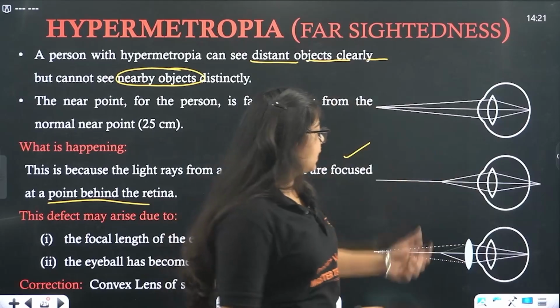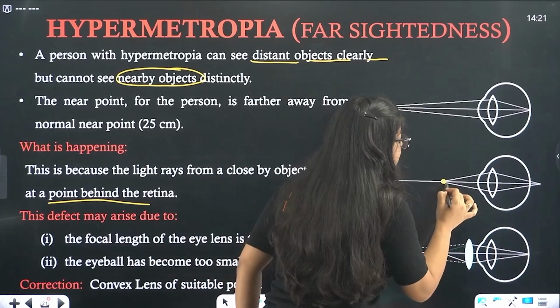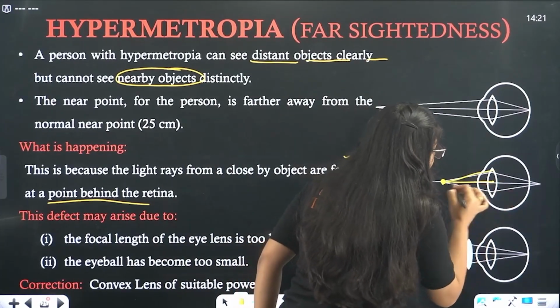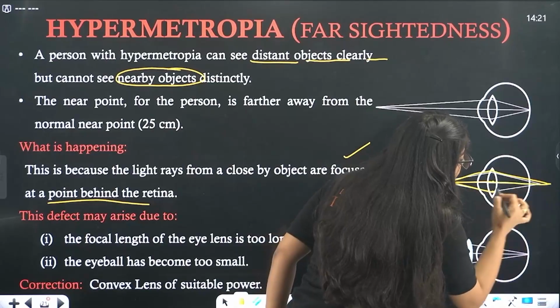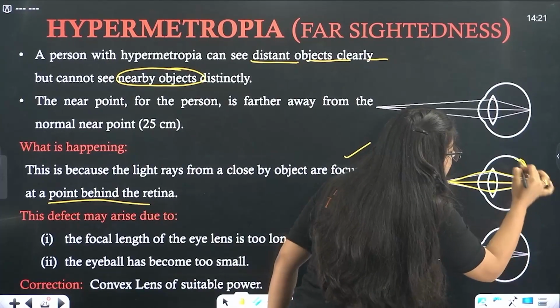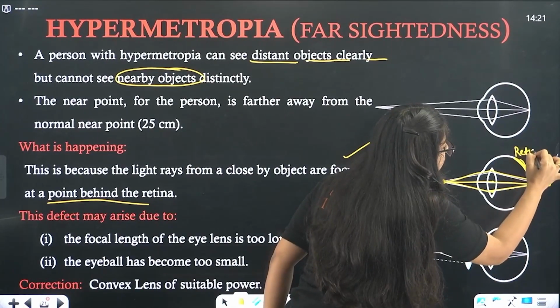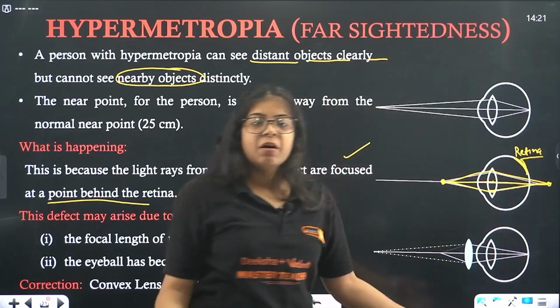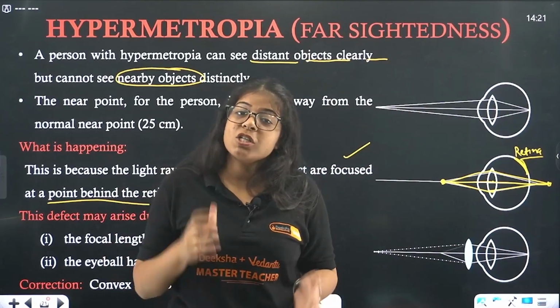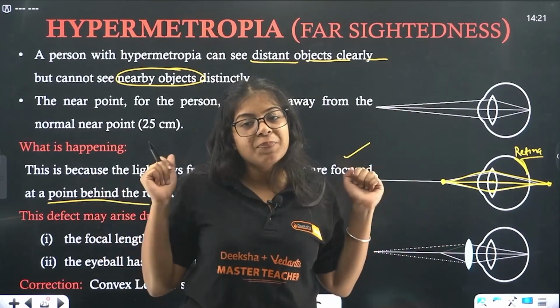Done? Something like this. This object, this is the near object now. So from this, rays are going and they are getting converged behind the retina. Screen is this. This is the retina. But the image is being formed behind the retina. The rays are not converging at the screen, so the image will be blurry.